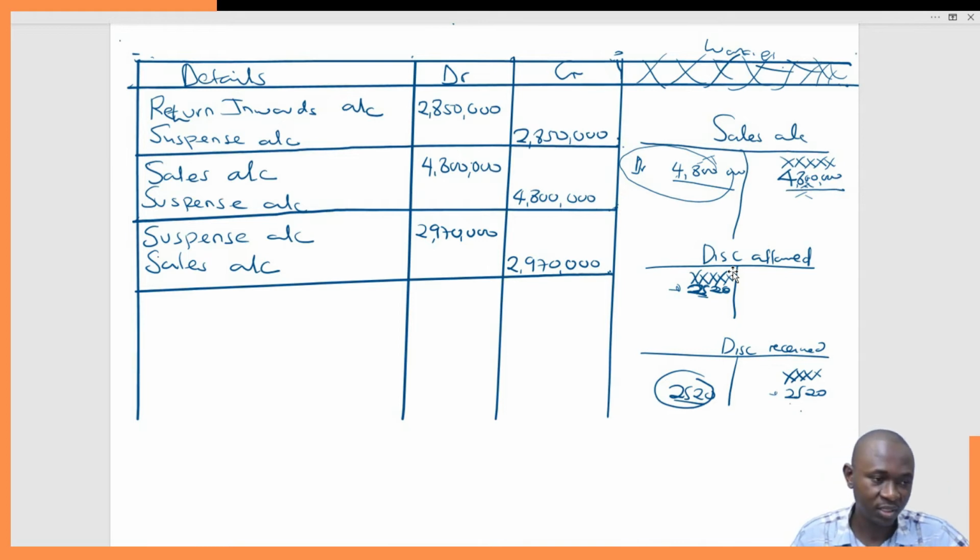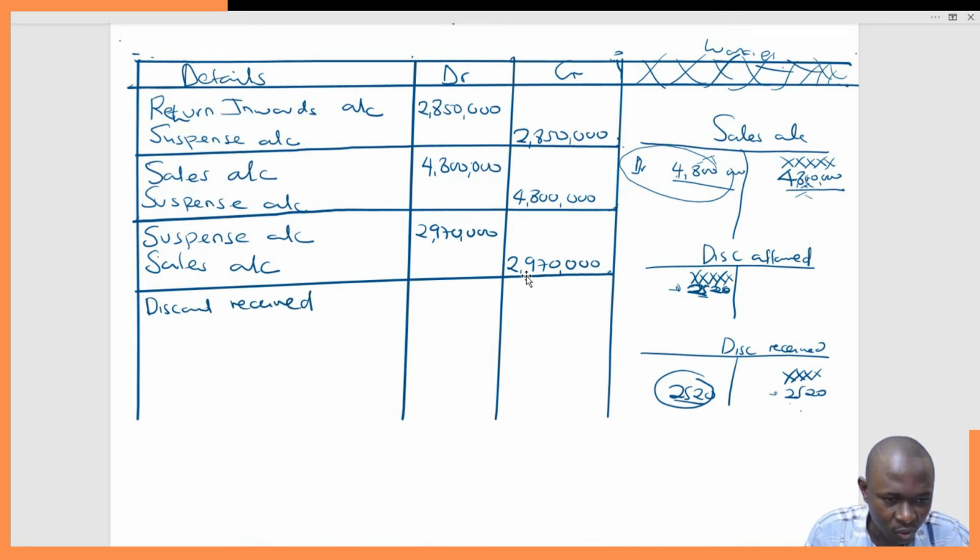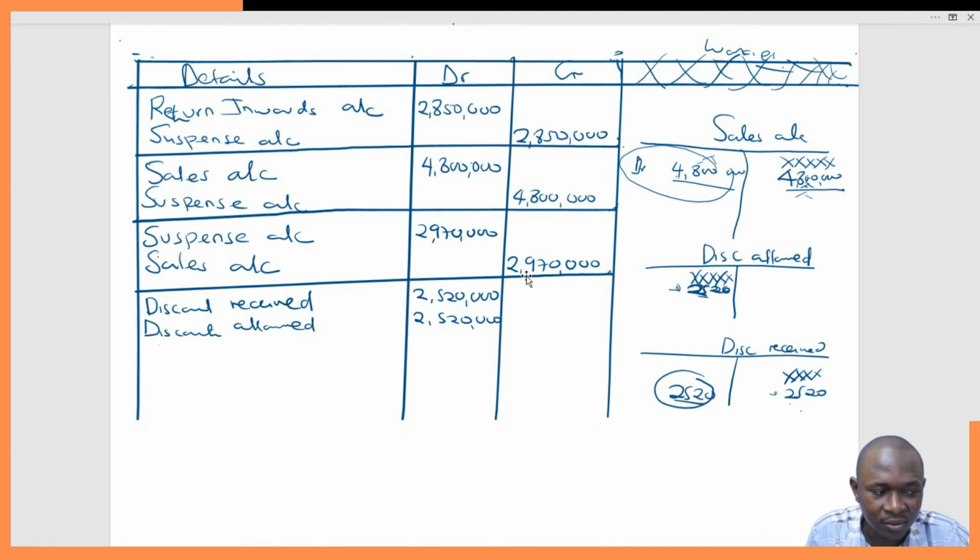Remember, our suspense account is because of the errors. And these are the errors which we are discovering. So we'll simply come here and say discount received, to correct the error, first of how much? 25.20. And then we again say discount allowed. We are debiting this again. How much? 25.20, like that. And then suspense account.